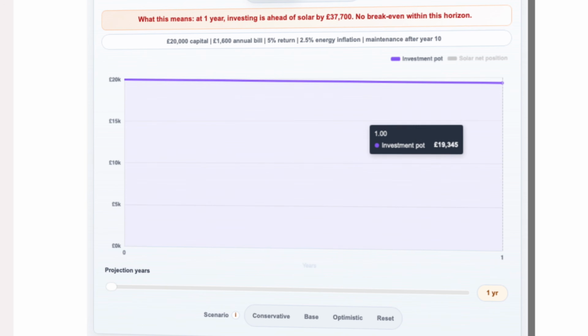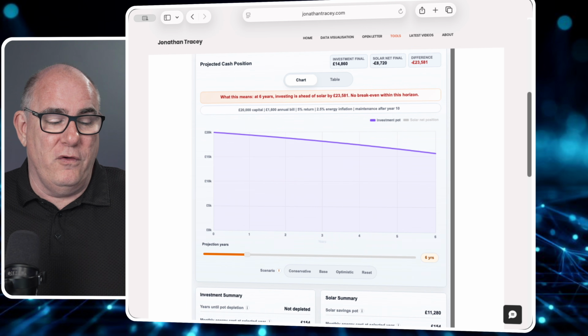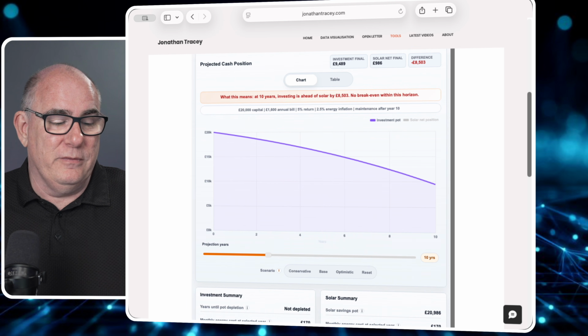We've obviously accrued some interest, but that's what our pot does. Now, at the bottom of the chart here, you've got this projection. So you can then scroll this forward. Let's take it out to 10 years.